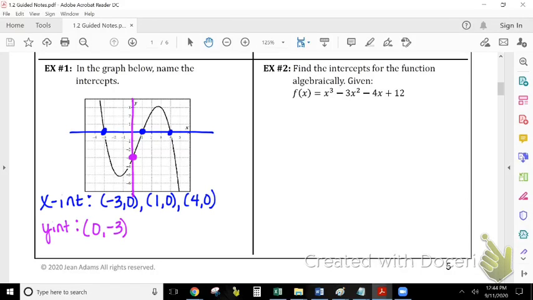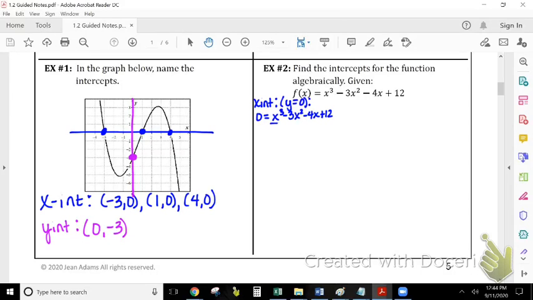Example 2 tells us find the intercepts of the function algebraically. So this is where we're going to plug in zeros for the other one. So when we look at the x-intercept, that means we're going to plug in y equals 0. All right, well remember, f of x is the same thing as y. So we have 0 equals x cubed minus 3x squared minus 4x plus 12. All right, well, when we have multiple forms of x's in there, we have x cubed, x squared, and x, that means we're going to need to see if we can factor this.